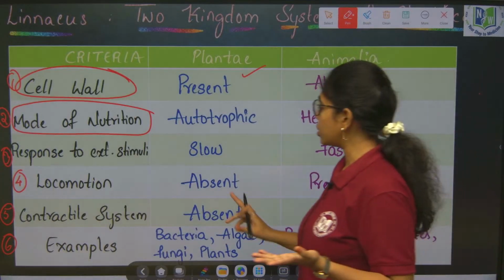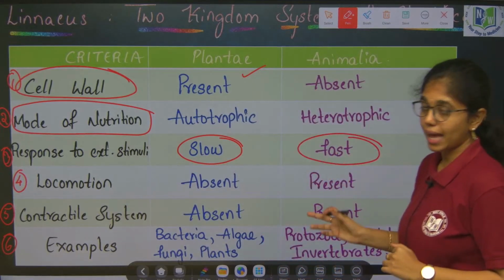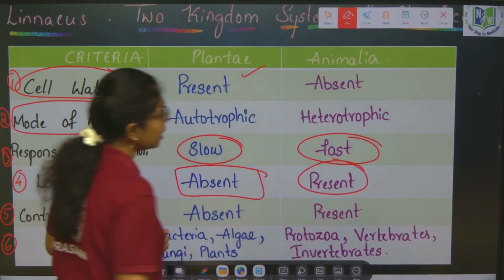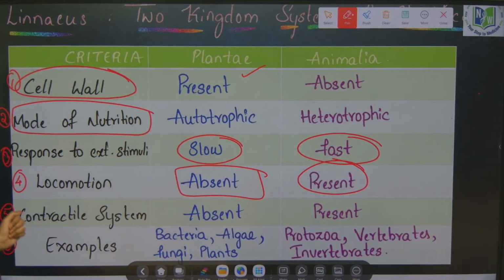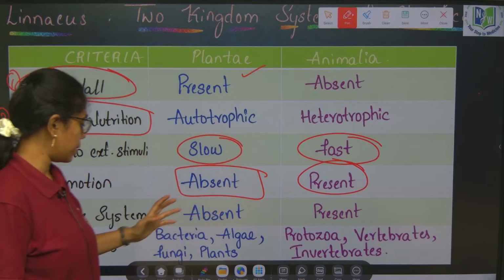Response to external stimuli is slow in plants and fast in the Animalia kingdom. Locomotion is absent in Plantae and present in the animal kingdom. The contractile system is absent in Plantae and present in Animalia.